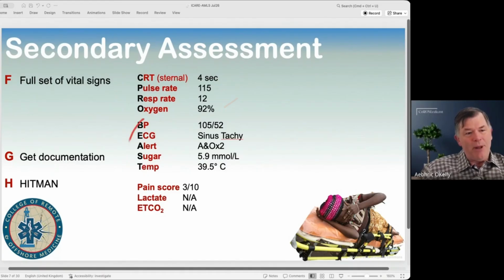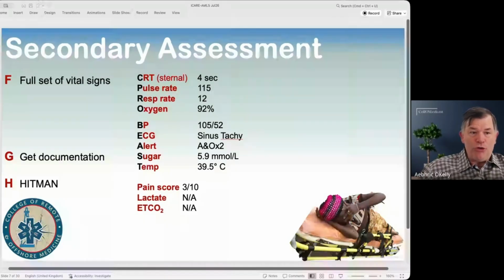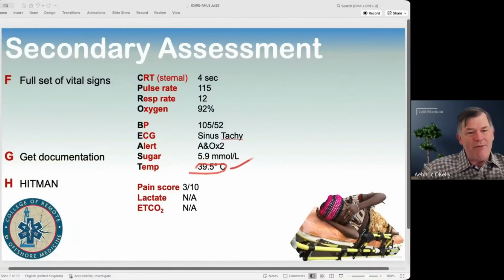Now we have BEAST as our secondary vital signs. So BP is 105/52. She's sinus tachy on the ECG. She is A&O ×2, so she's altered a bit. Sugar is fine. For you Americans, 5.9 would be about 90, I think. And temp. So that's kind of a red flag as well.